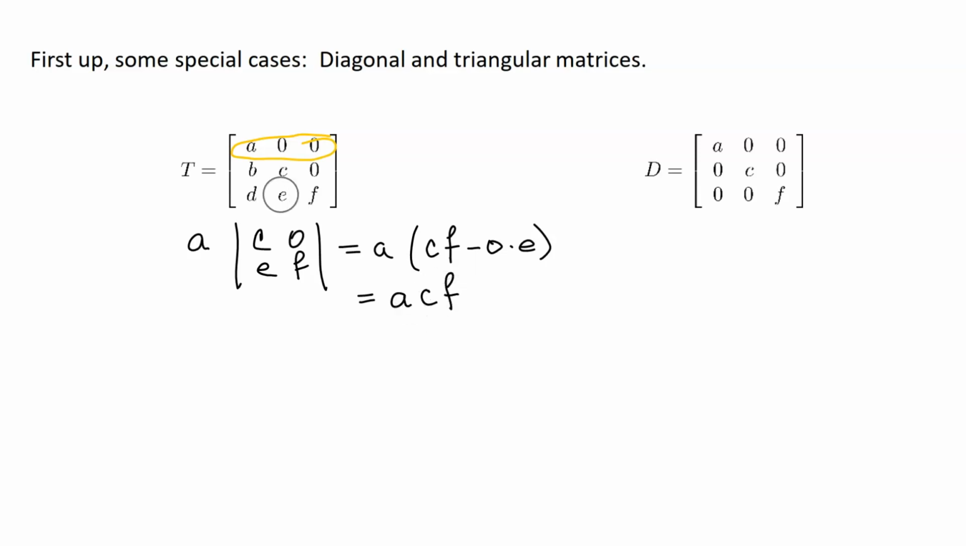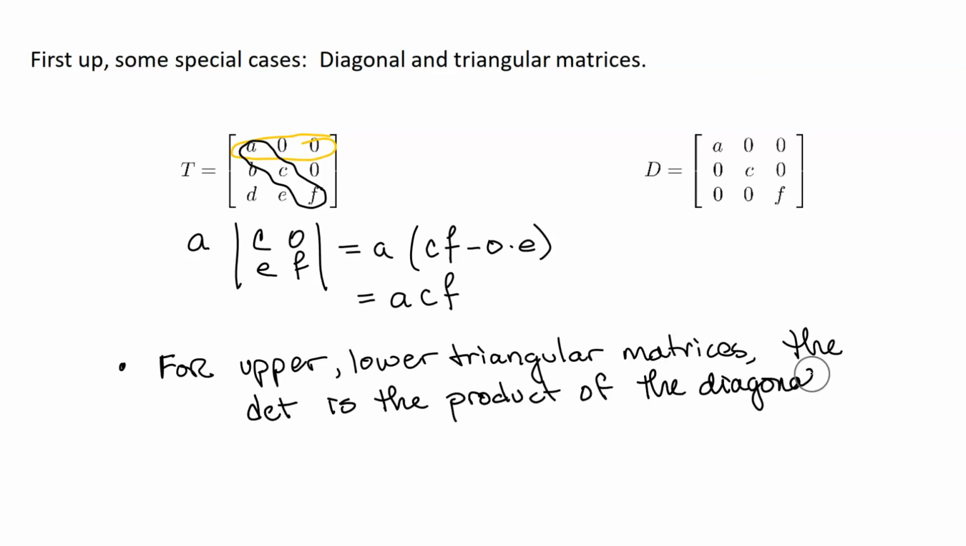And what I would point out is that those are exactly the entries on the diagonal. And it's true in general that if you have a triangular matrix, the determinant is just going to be the product of the entries on the diagonal. And that's true for upper and lower triangular matrices. And since diagonal matrices are just a special case of being triangular, that's true for them too.